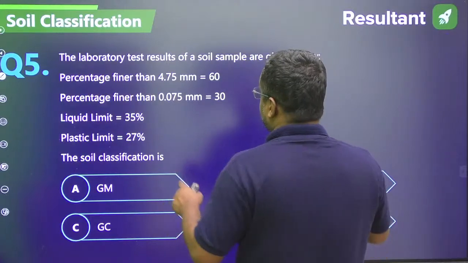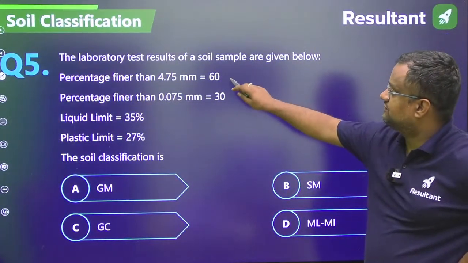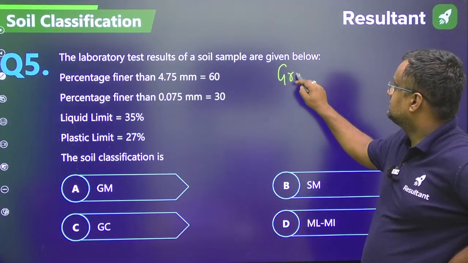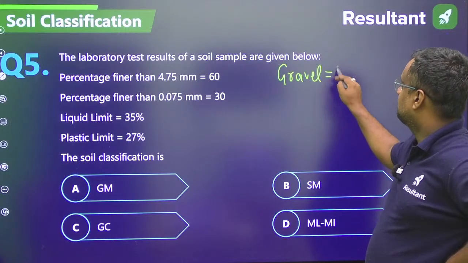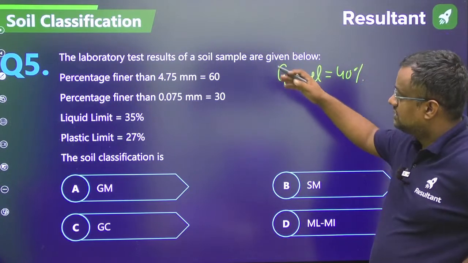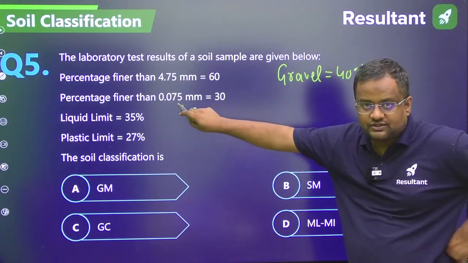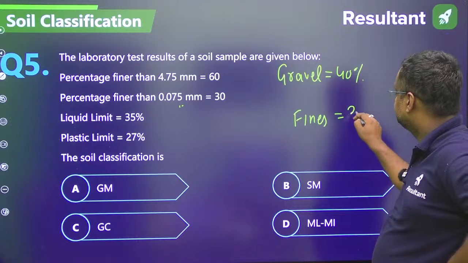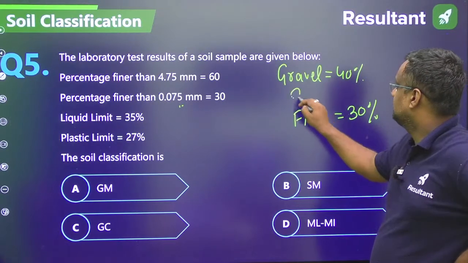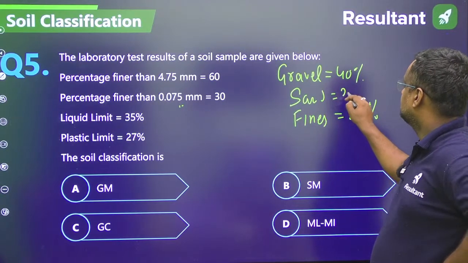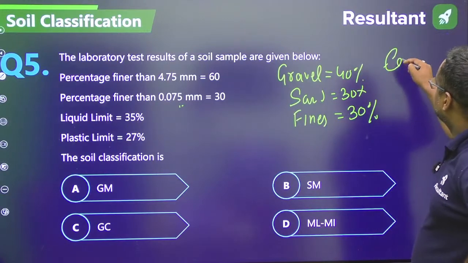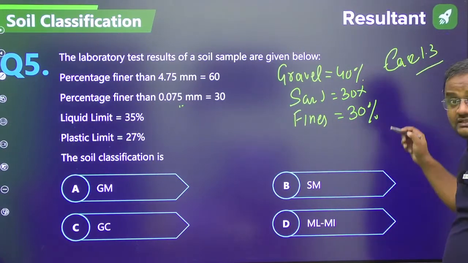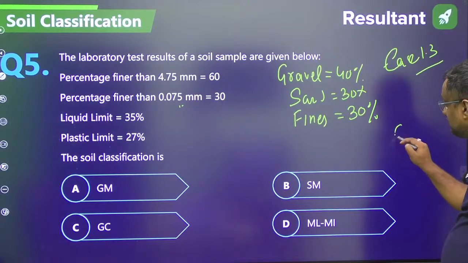Here, percentage finer than 4.75 is 60. So bigger is gravel, right? So gravel is 40% bigger than this. Smaller than 0.075 mm is fines. So fines is 30%. So the remaining will be sand, 30%. So this is case 1.3: fines greater than 12%. So in case 1.3, what are the names?